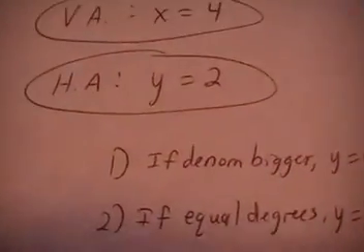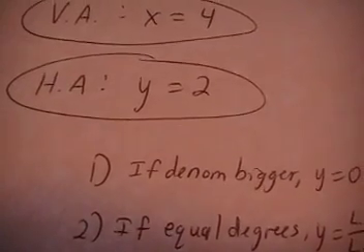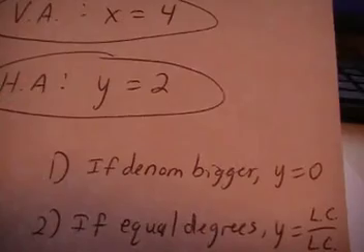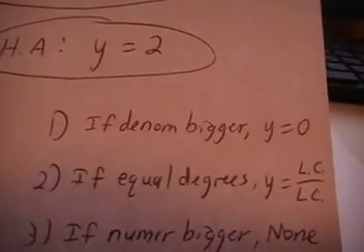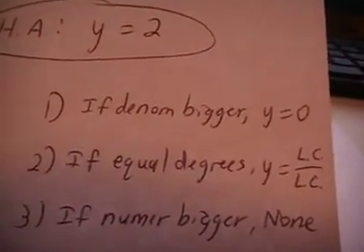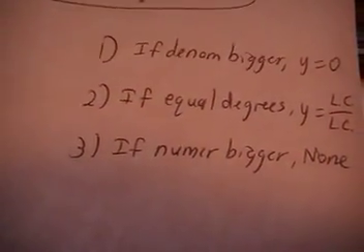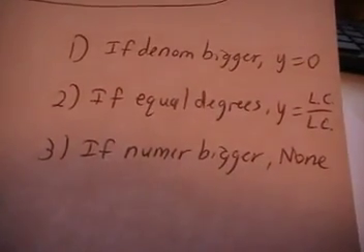And if the denominator degree is bigger, you automatically get y equals 0 for a horizontal asymptote. If they're equal in degrees, then it's y equals the 2 leading coefficients divided. And if the numerator is bigger, then you don't get one.